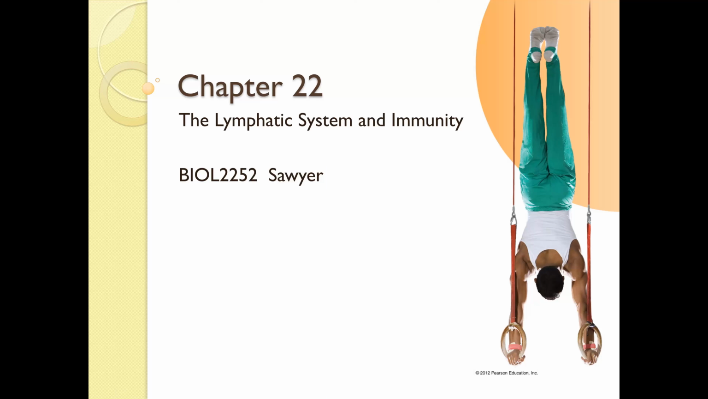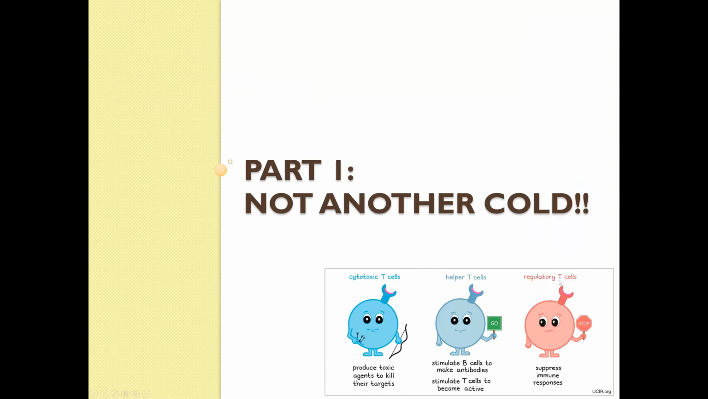So this is the activity for Chapter 22, the lymphatic system and immunity. So we're going to start with part 1, not another cold.